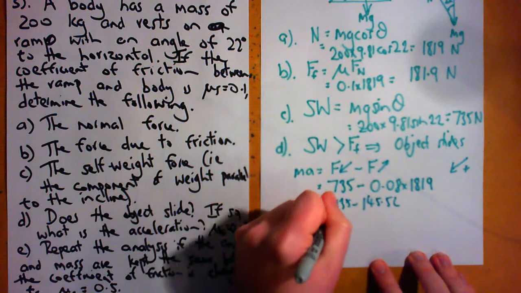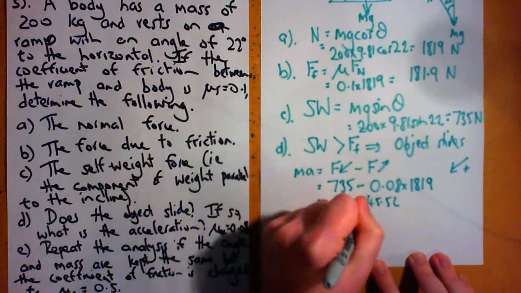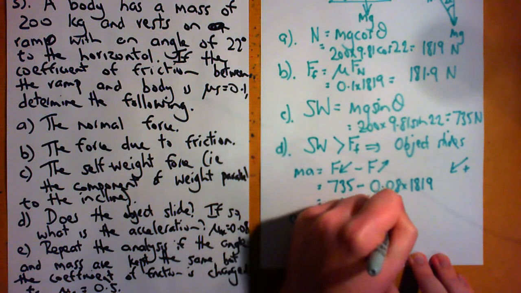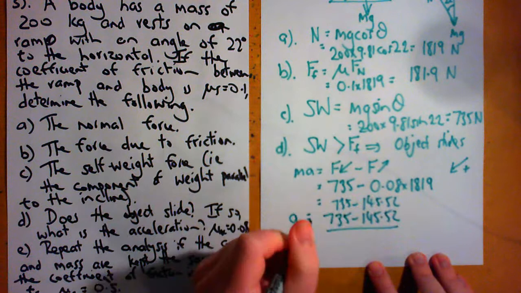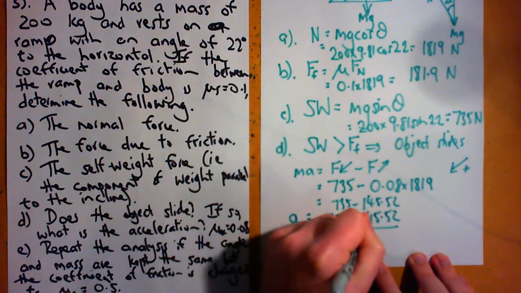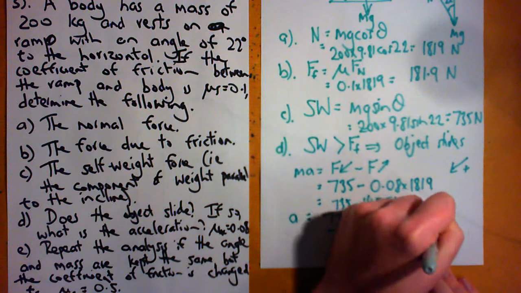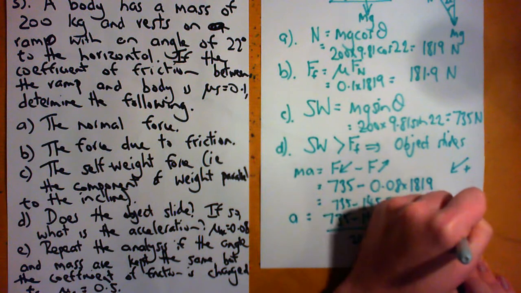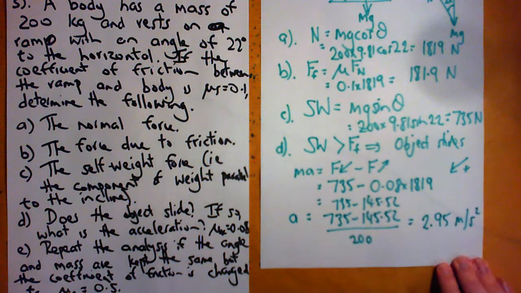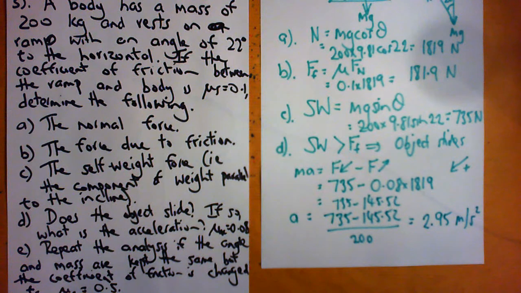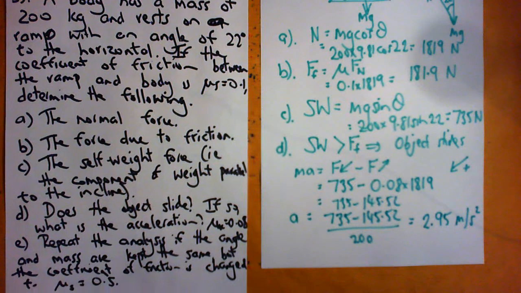Acceleration is therefore going to be 735 minus 145.52, and we're dividing by the mass of the object, which is 200, and that gives us 2.95 meters per second squared. Okay, so we've got part D. We know it's going to slide down the incline with an acceleration of 2.95 meters per second squared.